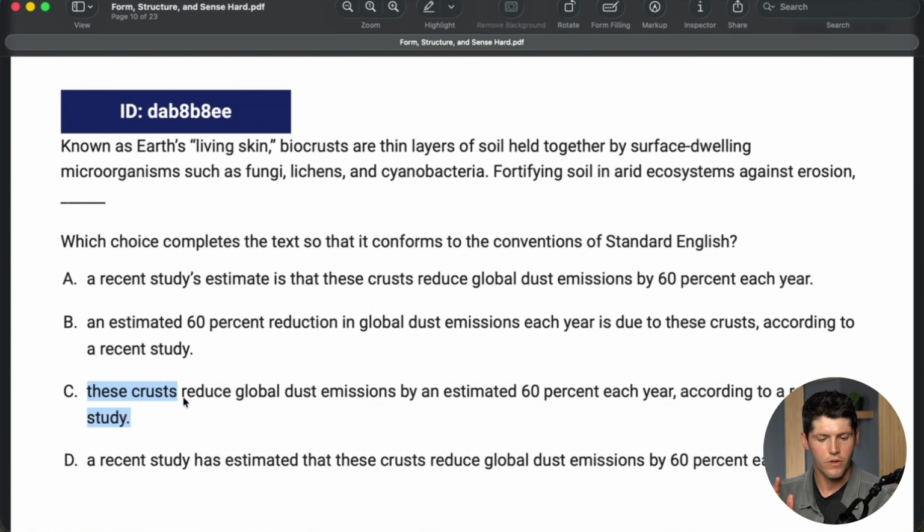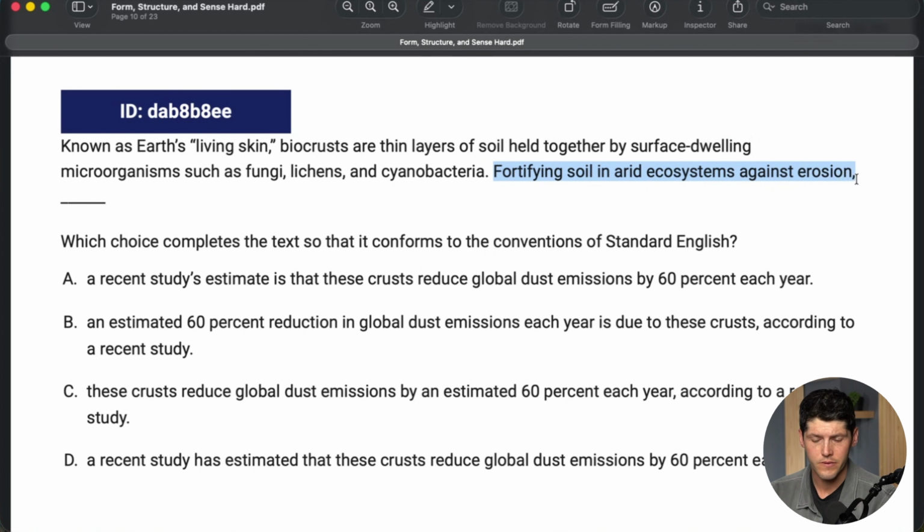So here's the only question you actually care about here. Who or what? Who or what, if we read the next sentence, the one in which the question is located, it says, fortifying soil in arid ecosystems against erosion.